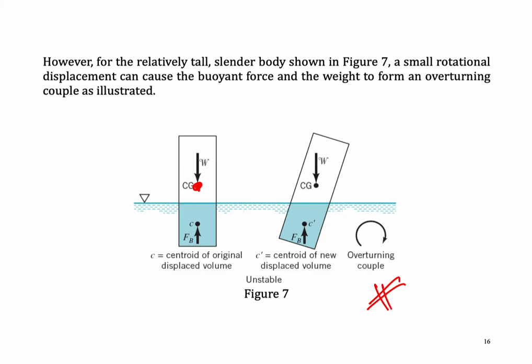So it means that it is not easy to determine whether that object or that system is stable or not by only looking at the center of gravity and center of buoyancy. It means that we need to develop an equation or a method to determine the stability of a floating object.